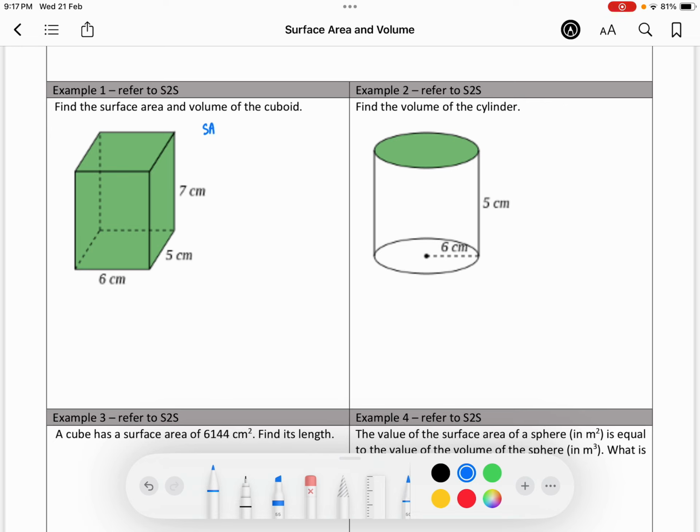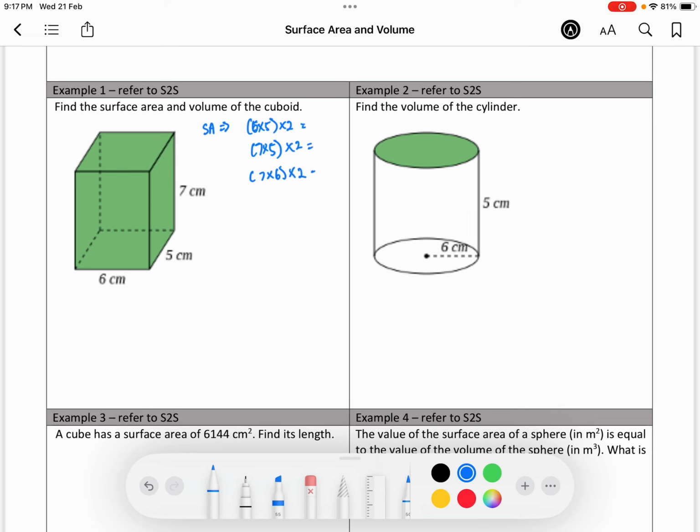So surface area. For a cuboid, you have the shape that has the 6 by 5 rectangle, and there are two of that, and then you have the 7 by 5 rectangle, and you have two of that, and then the last rectangle with size 7 by 6, you have two of that.